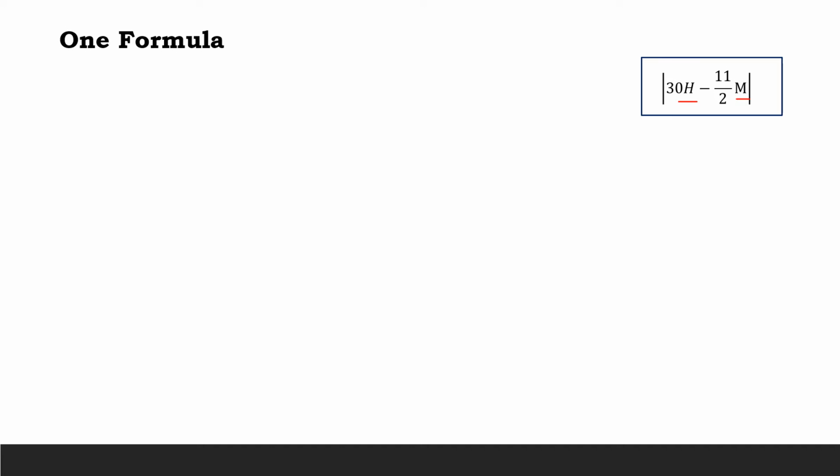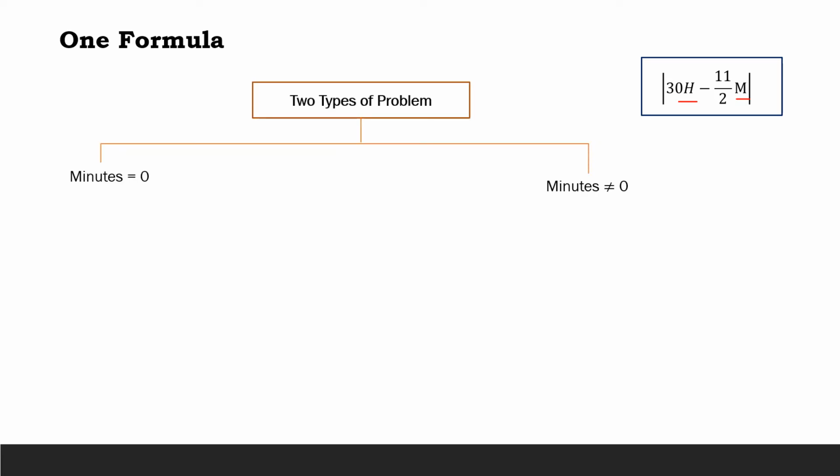There are two types of problems which you'll come across: where minute is equal to 0 and where minute is not equal to 0. What does it mean that minute is equal to 0? It is 1 o'clock, 2 o'clock, 3 o'clock, 4 o'clock, 5 o'clock. Here minute is equal to 0. So 1 o'clock is written as 1:00.